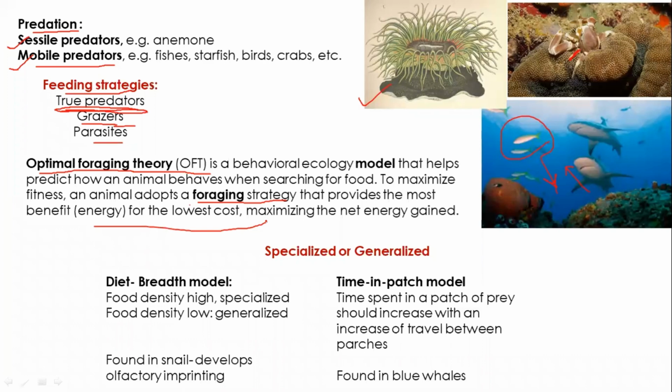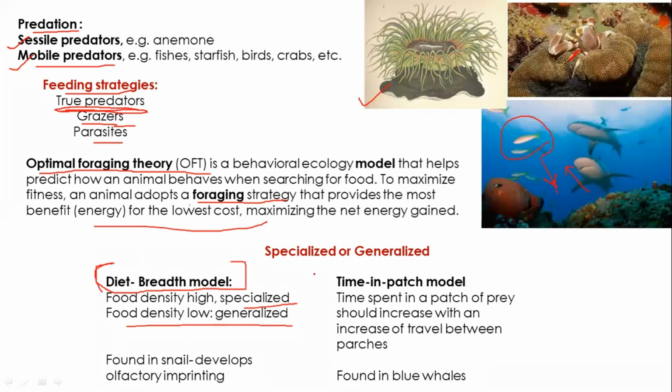Based on this theory, you can predict how the predators are going to prey. The predators can be of two types: specialized or generalized. And according to two different models, it has been categorized. First, if the food density is high, most predators choose to eat what they like or what provides them maximum fitness, so they can be specialized. And if the food density is low, they can eat whatever is available. That particular model is called the diet breadth model.